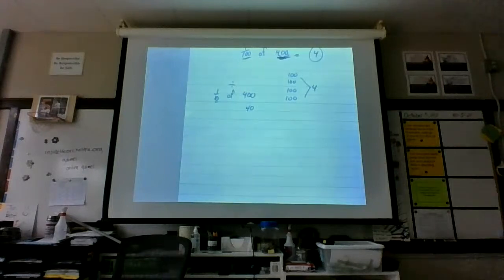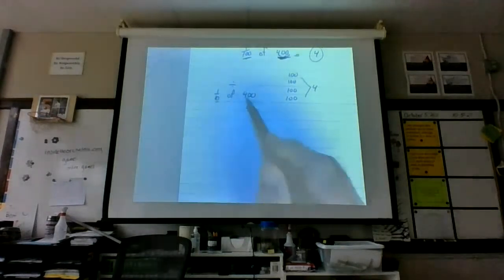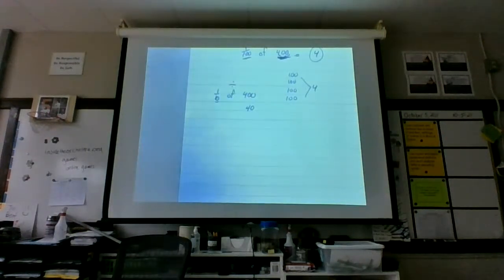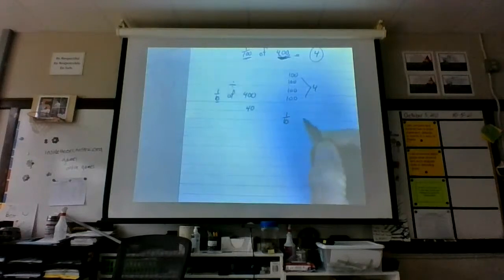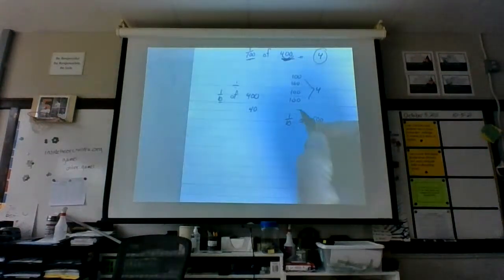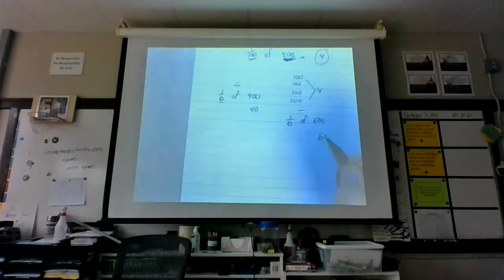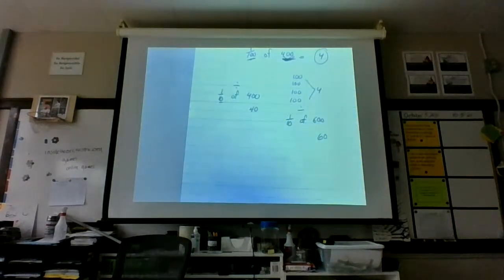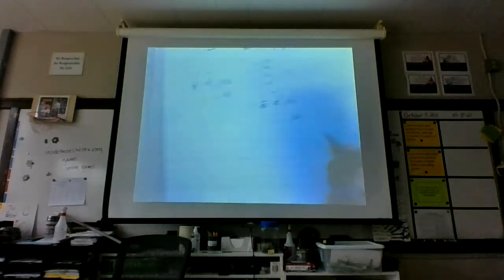Now turn it around. We can check and see if we're right. If 1/10 of 400 is 40, that means 40 times 10 would be 400. Is that correct? Yeah. Okay. What about 1/10 of 600? 60. We're dividing, so we're going to take away zeros. How many zeros? 1. 60. If 1/10 of 600 is 60, then 60 times 10 should be 600. Is it? Yeah. Okay.